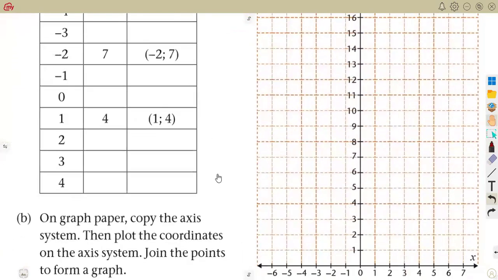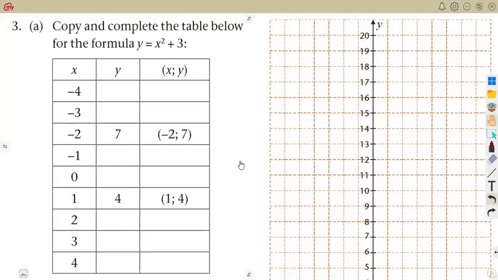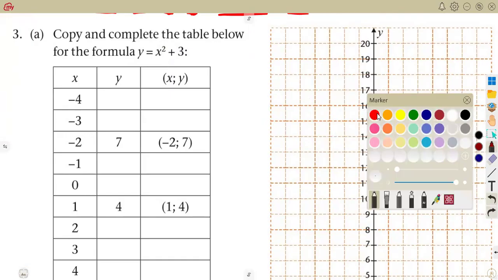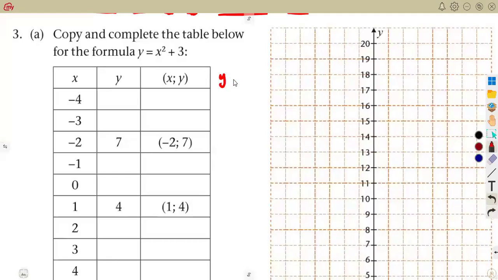So with the same situation, we are seeing that we have another type of graph. The way that is written now, copy and complete this table using the formula. y is equal to what this time? y is equal to x squared plus 3. Take note, x squared plus 3. So every x value must be squared. Then we add a 3. So that is the whole situation of this question.